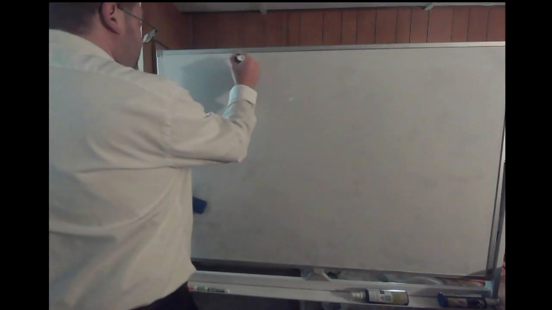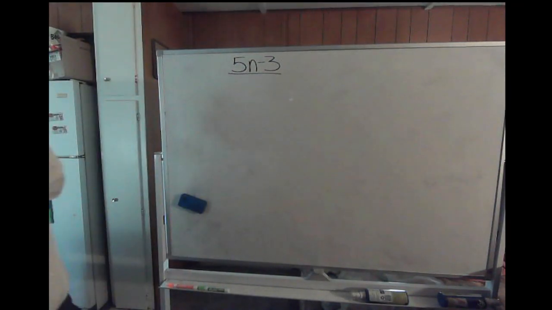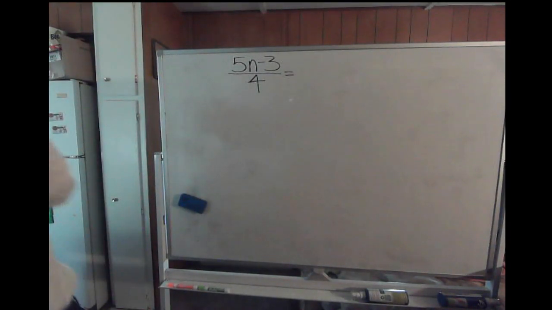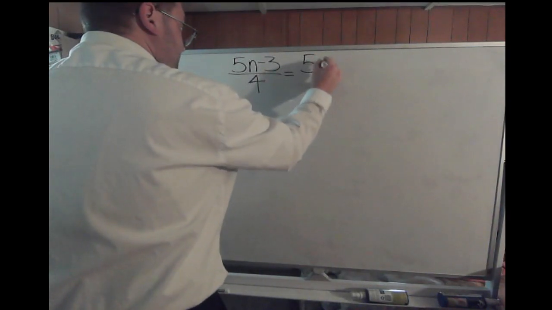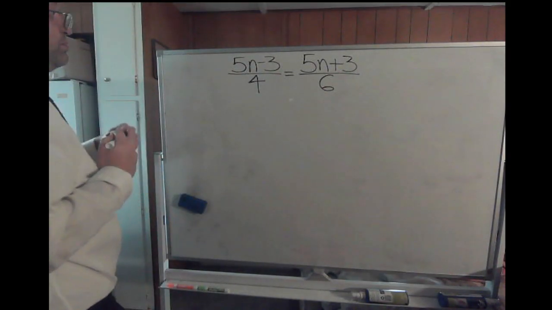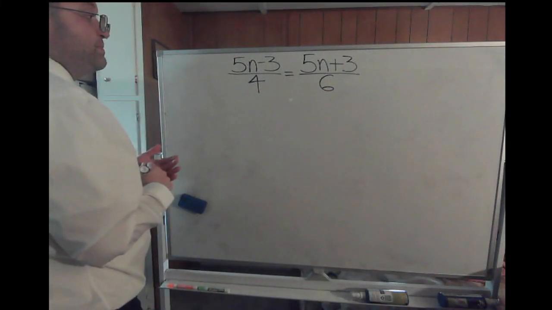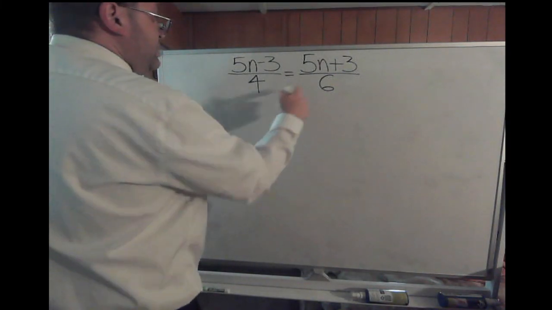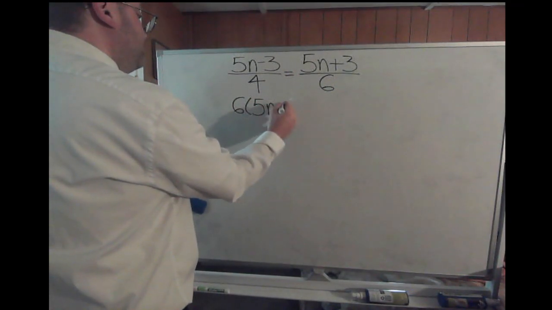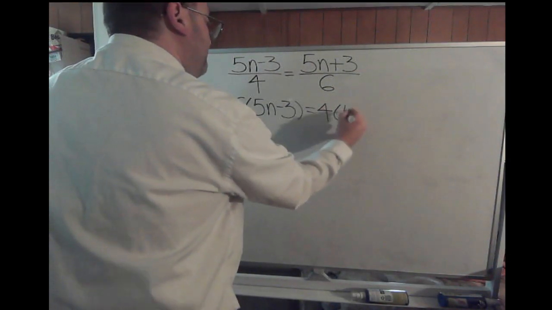All right. How about this? We have 5n minus 3 all over 4 is equal to 5n plus 3 all over 6. So we got 5n minus 3 all over 4 is equal to 5n plus 3 all over 6. Well, we're still going to take the cross product. You'll take 6 times 5n minus 3. So 6 times 5n minus 3, that's equal to 4 times 5n plus 3.